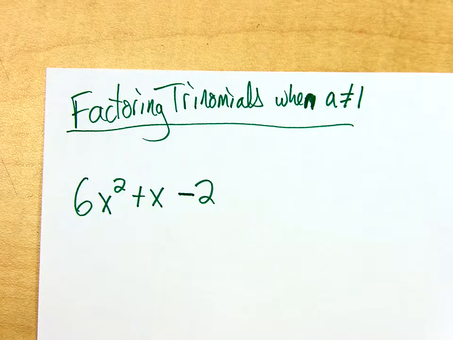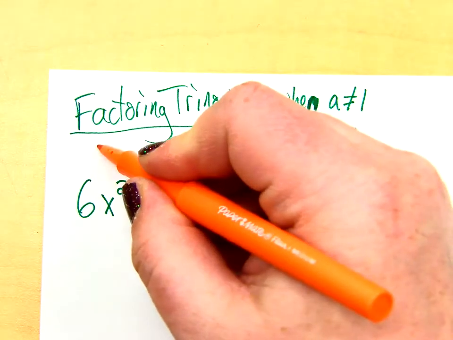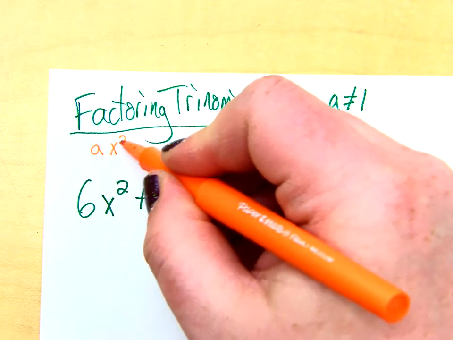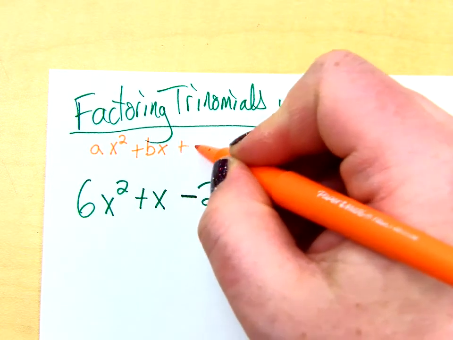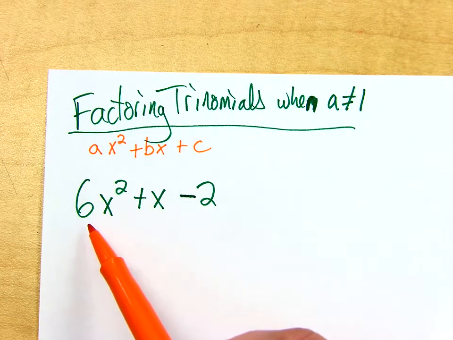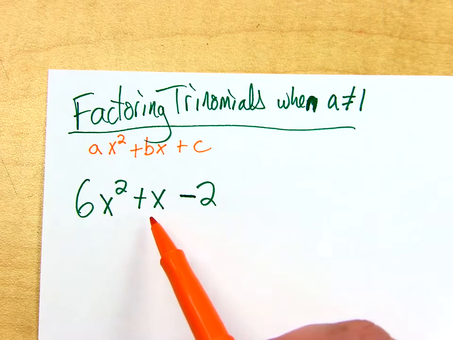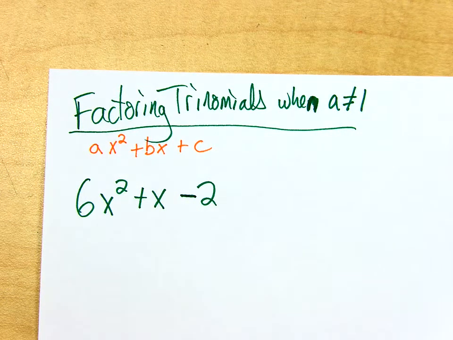So we are taking our first look at factoring trinomials when a does not equal 1. Just to refresh our memory, when you're looking at a trinomial, the coefficient of x squared we refer to as a, the coefficient of x is b, and the constant on the end is c. In this case, a would be 6, b would be positive 1, and c would be negative 2. Remember that from before?